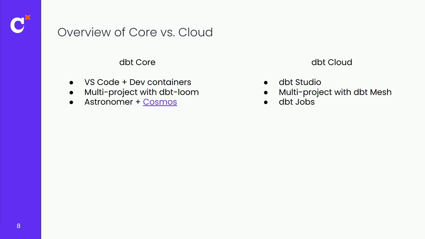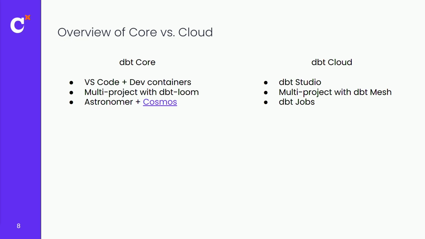So just again, to give you an idea, on dbt Core, we have VS Code plus dev containers to provide a consistent development experience. So it's production-like development and a set of tools that is going to be consistent across developers. We do multi-project with dbt-loom, super cool package. If you haven't looked into it, you definitely should. And then our orchestration is Astronomer, and we use the Cosmos package to abstract away some of the more tricky parts of orchestrating or doing dbt job invocations.